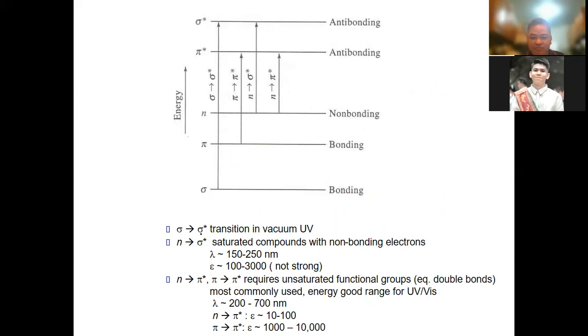So if you have a sigma to sigma star transition, it happens usually at vacuum UV. Why? Because they're more stable, so you need higher energy. Look at the amount of energy that you need here. Does that make sense? So you're going to need shorter wavelength.